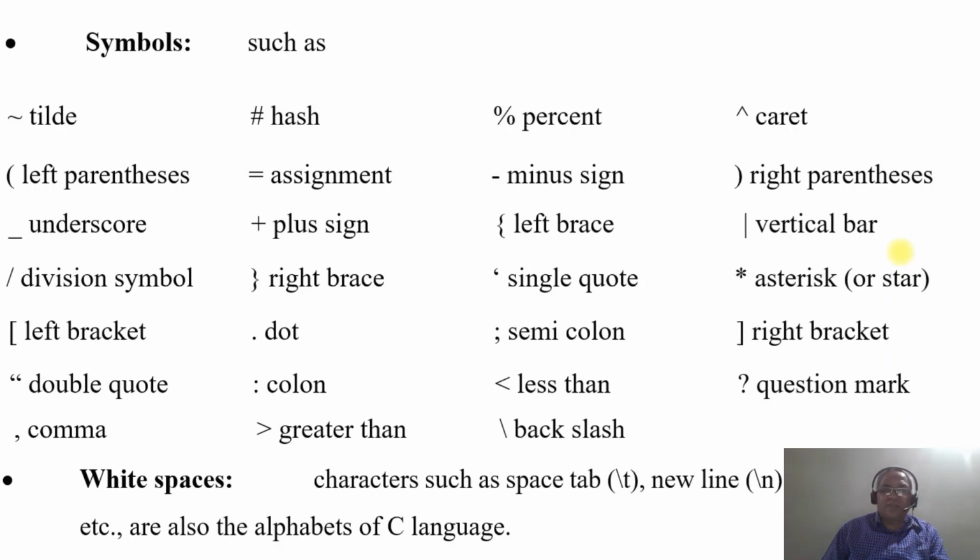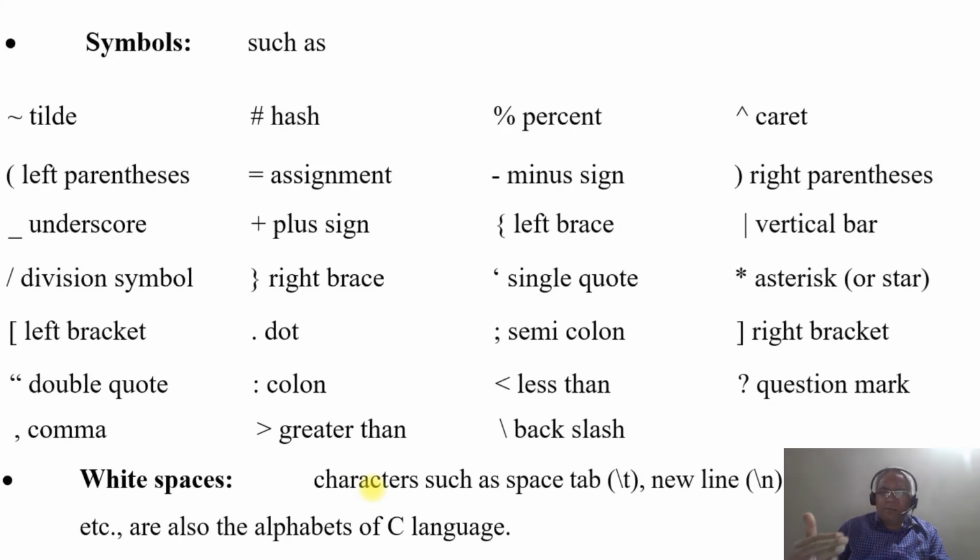Then we have white space characters such as tab, which is backslash t, and if you want to go to a new line, backslash n. If you want a carriage return, that means going to the starting of the same line, that is backslash r. These and others are also the alphabets of the C language. This is how you will be able to use the characters and symbols in the C language.